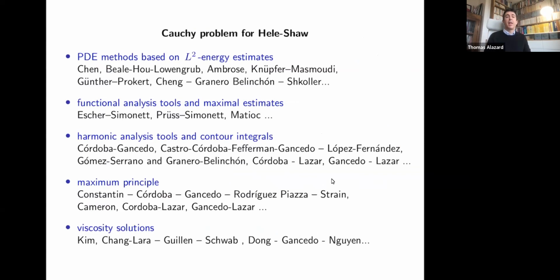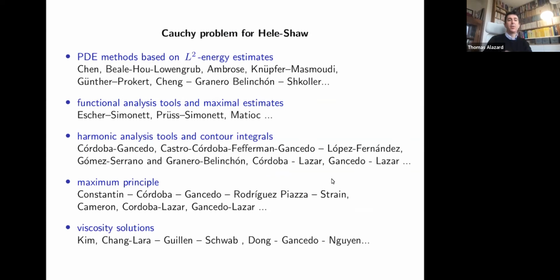The Cauchy problem for the elliptic equation can be studied by many different techniques, and I am quoting here only a few papers that are devoted to this question. There are papers based on PDE methods using L2 energy estimates. They are results by Chen, Bill Hu and Lovengrove, Ambrose, Knuffer and Masmoudi, Gunter and Prockert, Chen, Gradero, Bellingham, and Scholar, and many others. You can also study this equation using functional analysis tools and maximal regularity estimates, like in the paper by Escher and Simonet, Proust and Simonet or Mathieu.